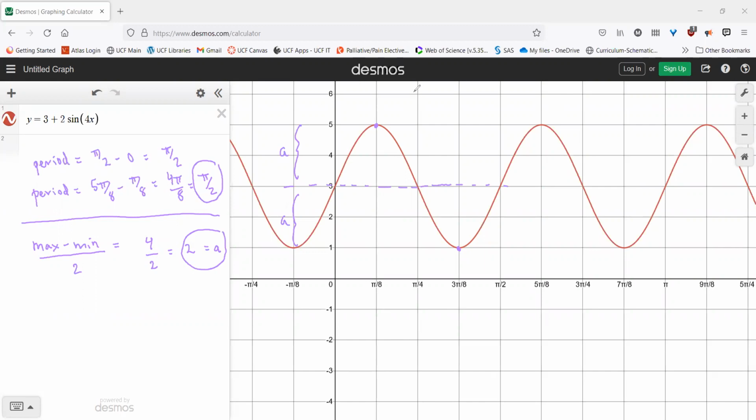Now, looking at this one, if we want to know asymptotes and zeros, we actually don't have them. Zeros would be x-intercepts, and we see that we have none. And asymptotes would be breaks in the graph, and we don't have any. Okay, and you can zoom out and see that it keeps repeating, there's no breaks. Okay, so no zeros, no asymptotes for this one.